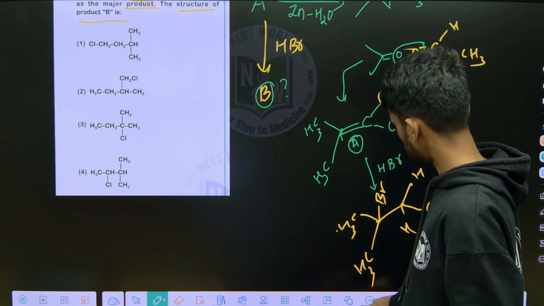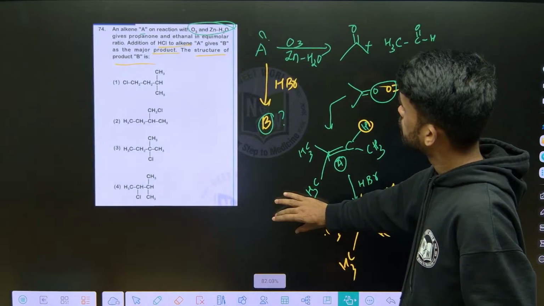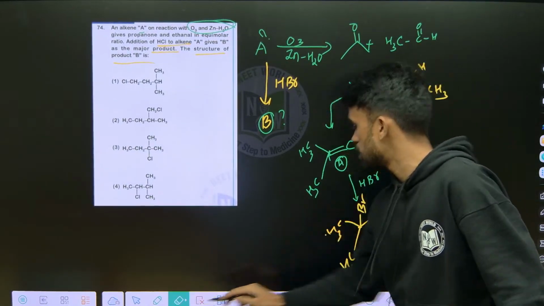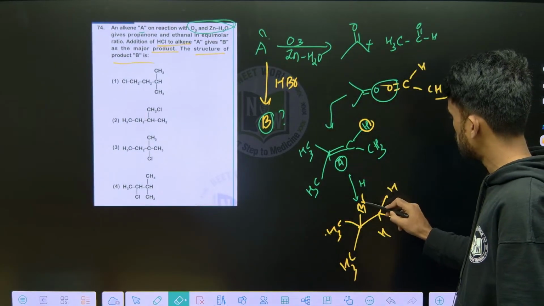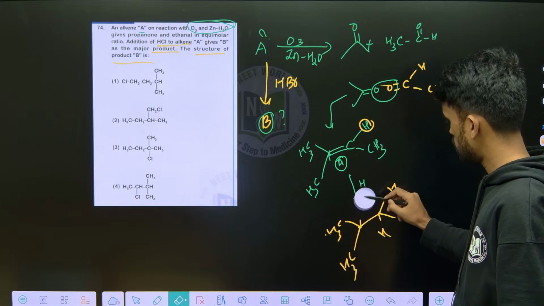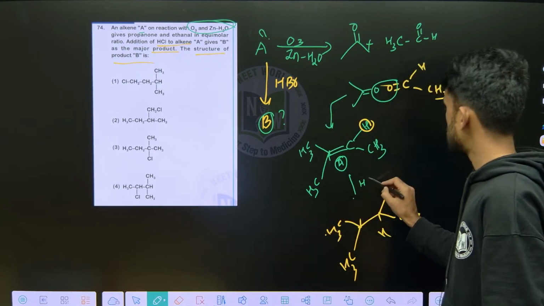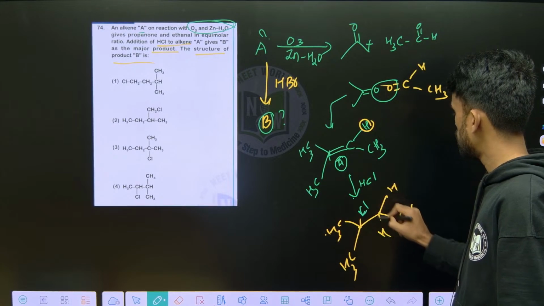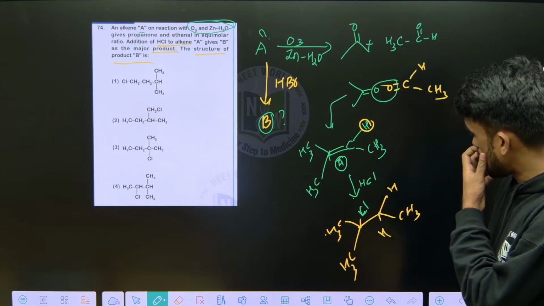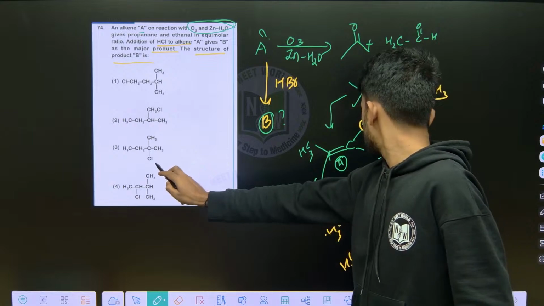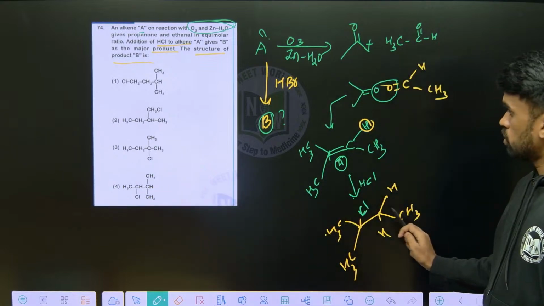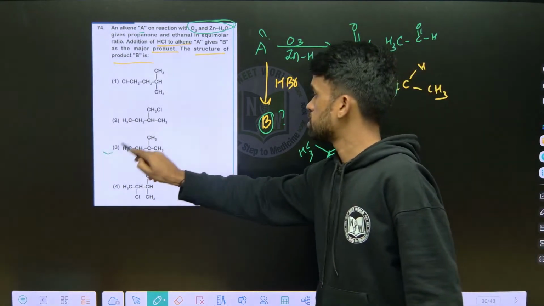If it is HCl, you can add HCl only. If it is HBr, you can add HBr. So here they mentioned HCl. So Cl here, H here. So which option is there like that? See, option number 3. 1, 2, yes, this is the option.